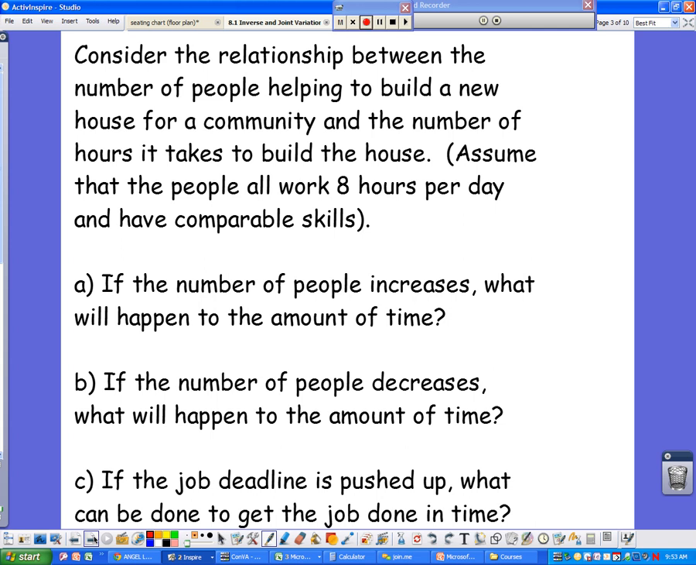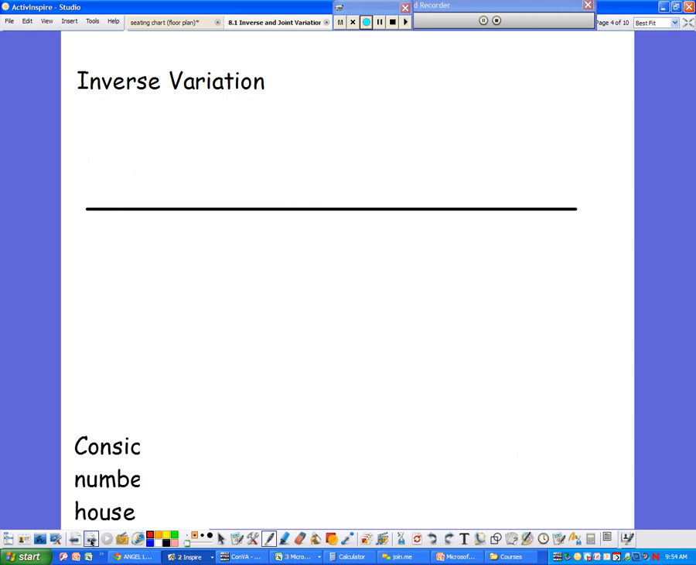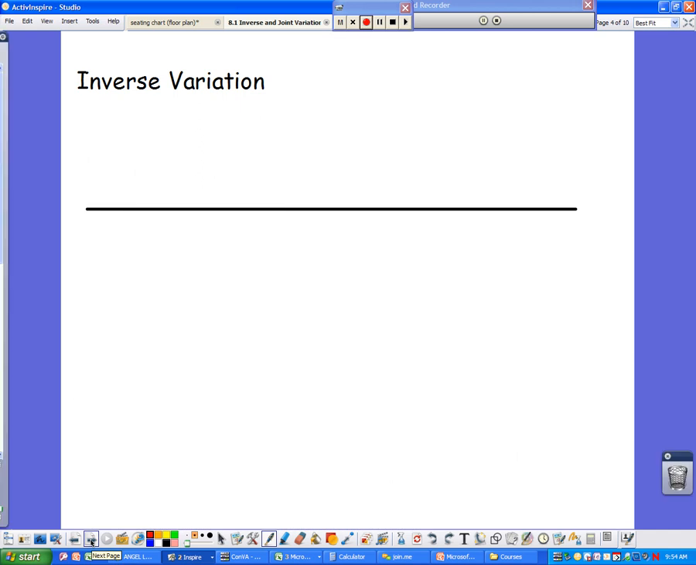If you look at example B, the number of people now decreases, but they're still working 8 hours with comparable skills. Naturally that house is going to take longer because you've got fewer people doing it. So as one increases, the other decreases. And if the job deadline is pushed up, what can be done to make sure the job's on time? You've got to increase the number of people. Something's going to have to increase because of your time. And this is inverse variation.